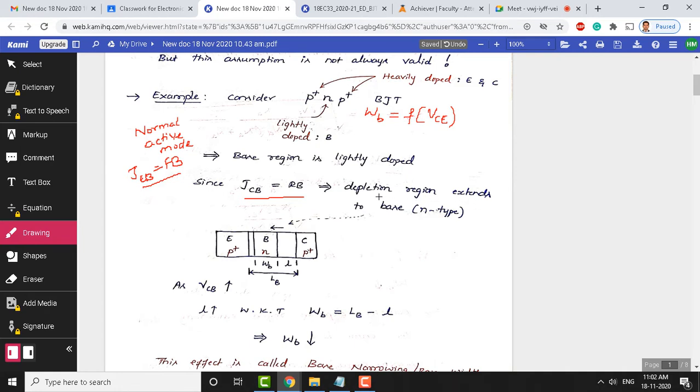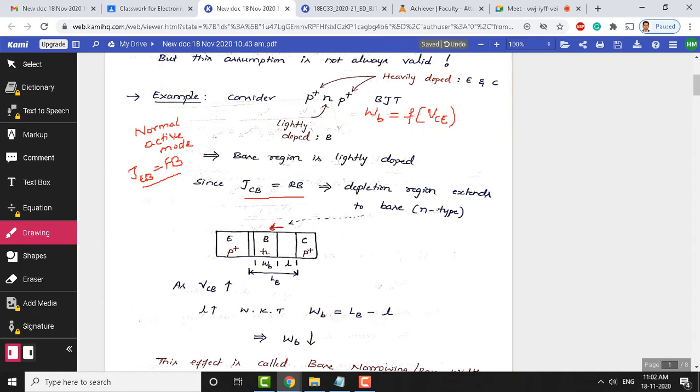So, depletion region, we know that from PN junction theory, depletion region extends towards the lightly doped region. Lightly doped in our case is going to be the base region here. So, now depletion region, instead of penetrating towards collector, collector is already heavily doped here. So, therefore, this depletion region penetrates into the base region like this.